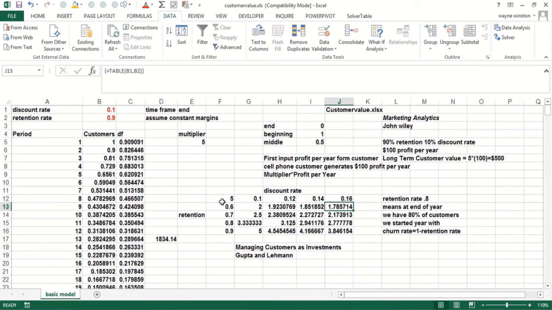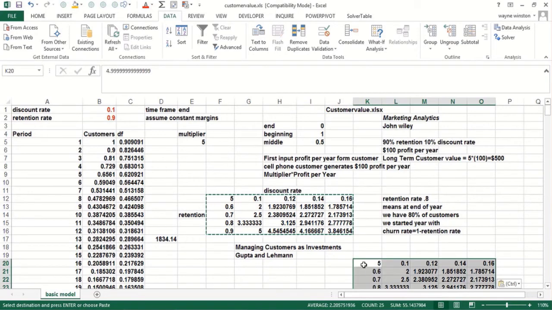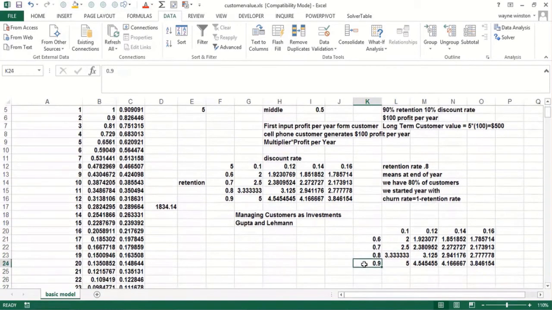But we can see as we increase the discount rate, the multiplier goes down because future cash flows are worth less, but it doesn't go down very quickly. Now, let's suppose we want to show this in a graph. So how do you show stuff in a data table in a graph? Well, I would copy it. I do Control-C, right-click, and then paste special values. And then you want to delete the upper left-hand corner for the graph to come out right. And so now I can do a line graph.